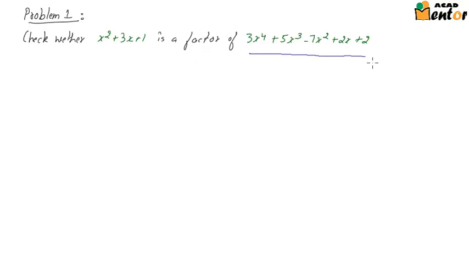to the power 4, 5x to the power 3 minus 7x square plus 2x plus 2. We know that suppose there are two numbers a and b, and when a is divided by b, remainder is 0, then we say that b is a factor of a, right? So similarly, we will divide this polynomial by this one, and then we will see if the remainder is 0 or not. So let's start division.